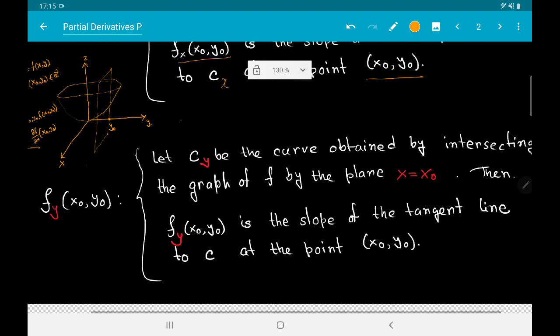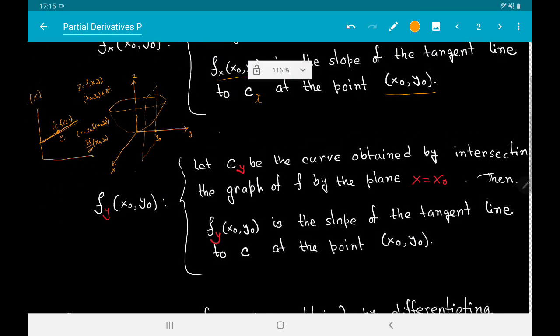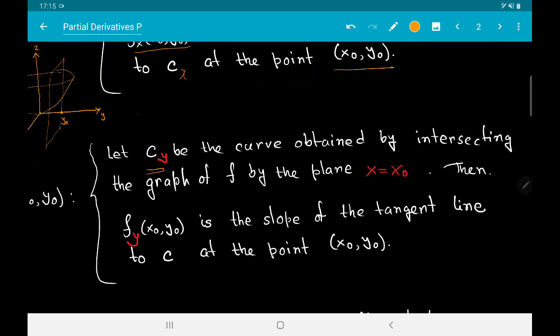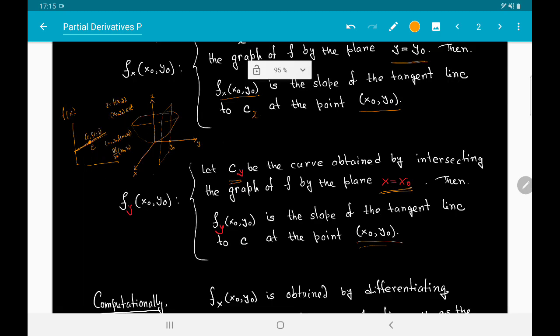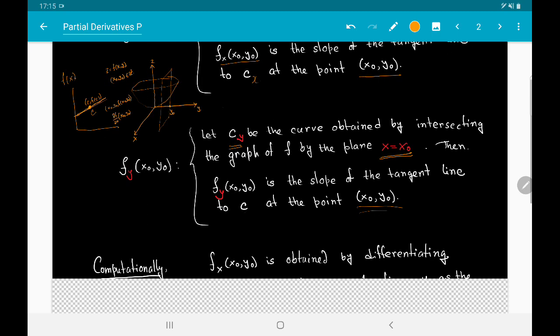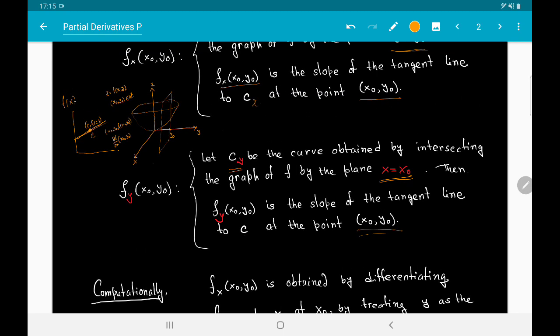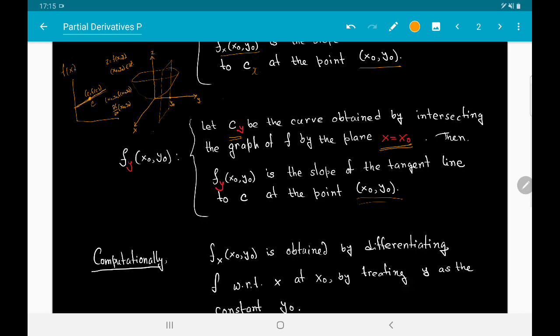And then for fy of x0, y0, the argument is similar as well. Cy is the curve which is obtained by intersecting the graph of f by the plane x equal to x0, and then fy of x0, y0 is the slope of the tangent line to C at the point x0, y0. So this is quite simple. This can also be interpreted as rate of change of a function towards x direction or towards y direction, but let me not talk about those asides here.